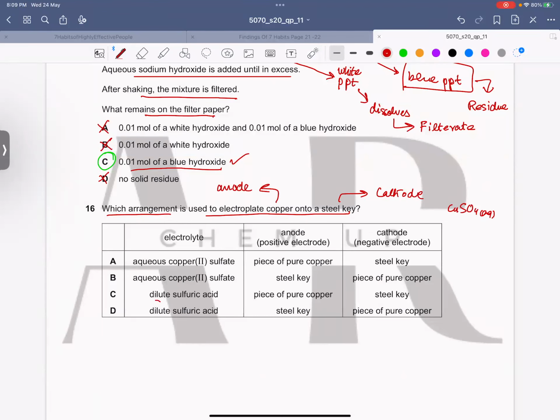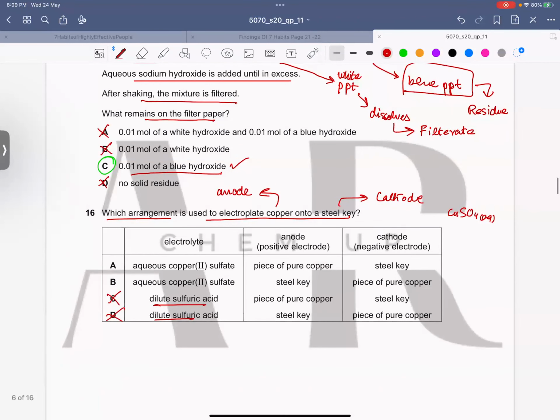So these two go wrong because they have used dilute sulfuric acid instead of copper sulfate or copper nitrate. Now, the anode would be, as we decided, a pure piece of copper, so B goes wrong. Now, I got the correct answer A. Is this clear? Yes, Hassan, Abdullah, Asad, and Rayyan. Yes, sir. Yes, sir.